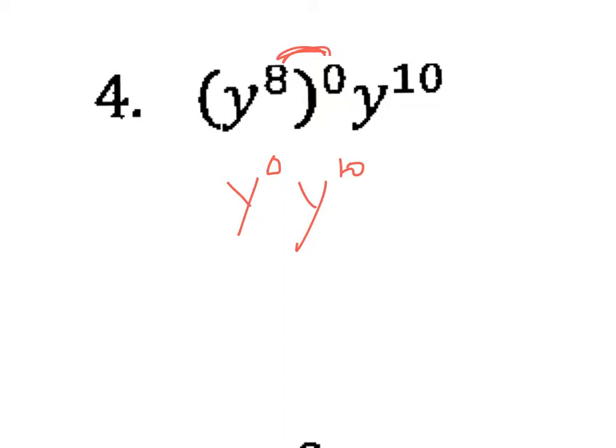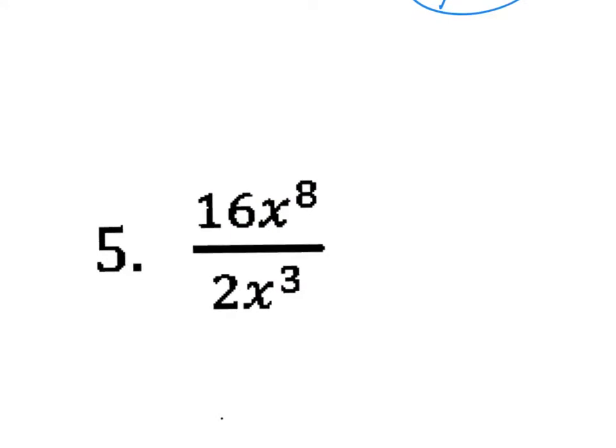You could have said, well, I'm going to add the 0 and the 10. That's fine. It is a multiplication problem, so you can add the exponents. 0 plus 10 is 10. Number 5.